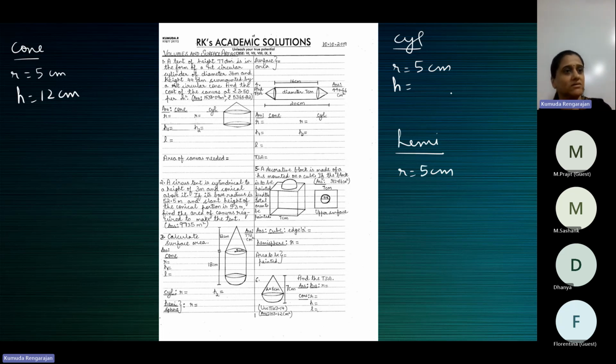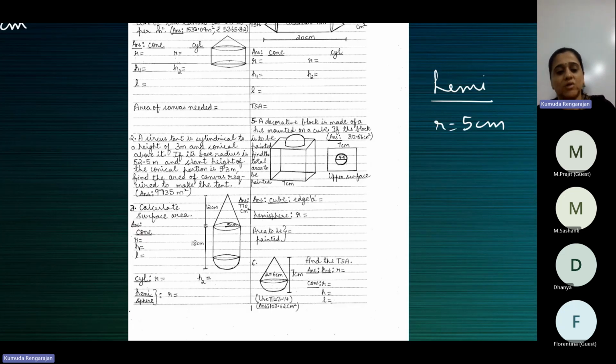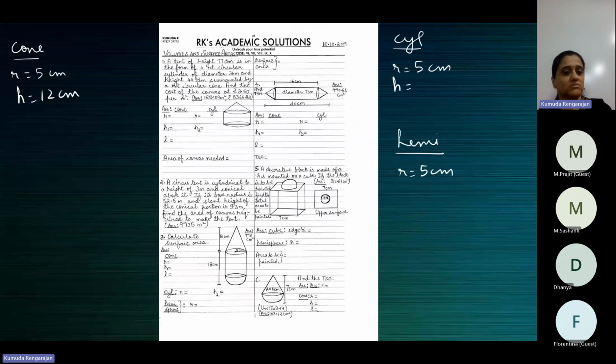Hemisphere also has height. 18 centimeters is the height of the cylinder and the height of the hemisphere. And the hemisphere's height we know is equal to its radius. So what is the radius? 5. So 18 minus 5, 13 is the cylindrical height. 5 is the hemispherical height. Totally 13 plus 5, 18. So there we have to be careful. If we take this value incorrectly, the answer is wrong. So for the cylinder, the height is 18 minus 5, 13 centimeters.